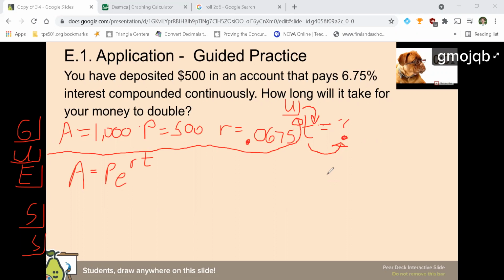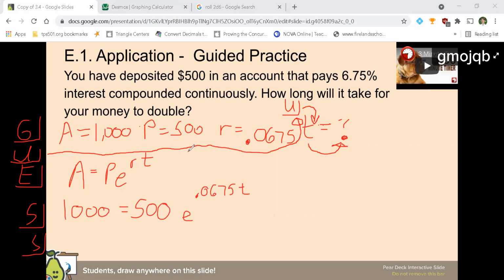All right, so we got to plug these in. So if I plug it in, we get 1,000 equals 500 e to the 0.0675t. Do you have an idea what you want to do first? Let's get rid of this 500. How do we do that? So then we'll get, I'm going to continue this over here.